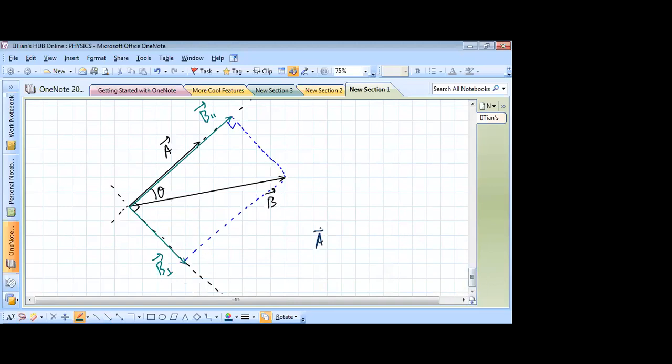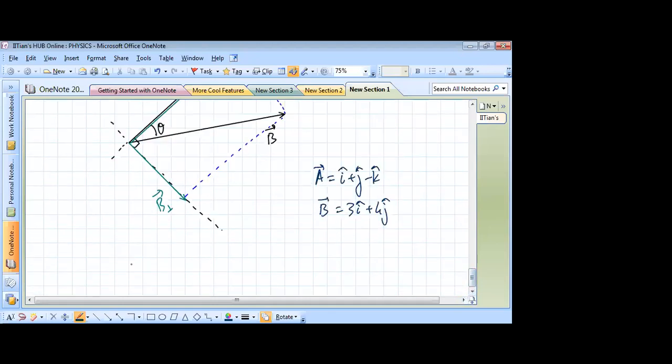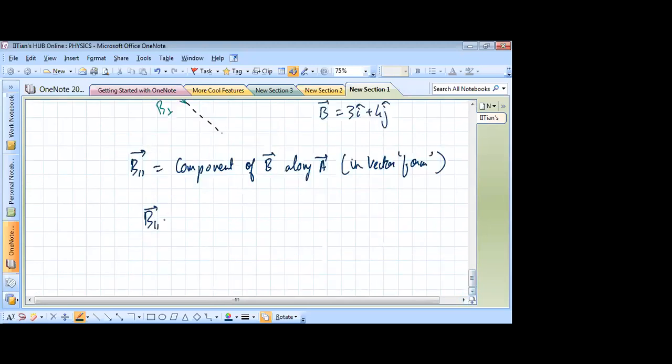So remember the vector A was i cap plus j cap minus k cap, and the vector B was 3 i cap plus 4 j cap. Okay. So now you can see that B parallel, the component of B along A in vector form, not as a magnitude but in vector form. So that B parallel has a magnitude of B cos theta, but its direction is along what? Along A. So it is this.